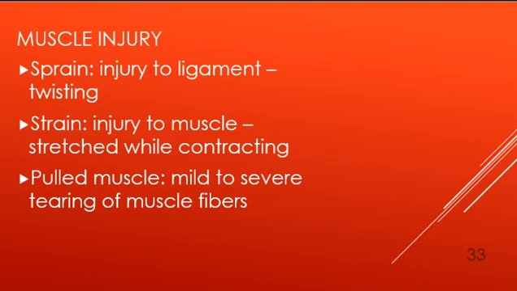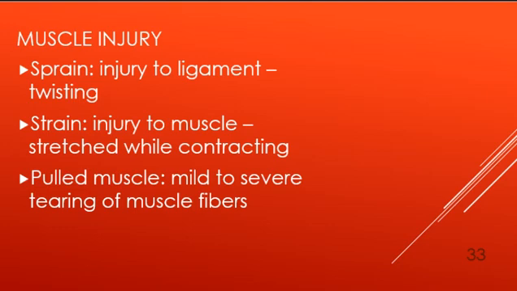Muscle injury, if we have a sprain, that's an injury to a ligament. You get that from twisting. A sprain is a pretty bad injury. I sprained my wrist this summer, and boy, howdy, it took a long time for that to heal because it's to a ligament right there. Also, there's swelling and that kind of thing.